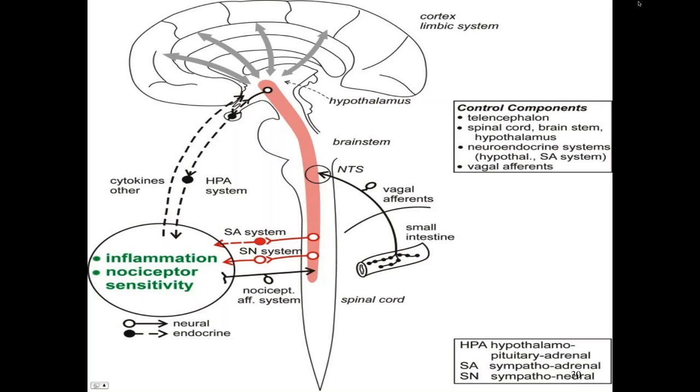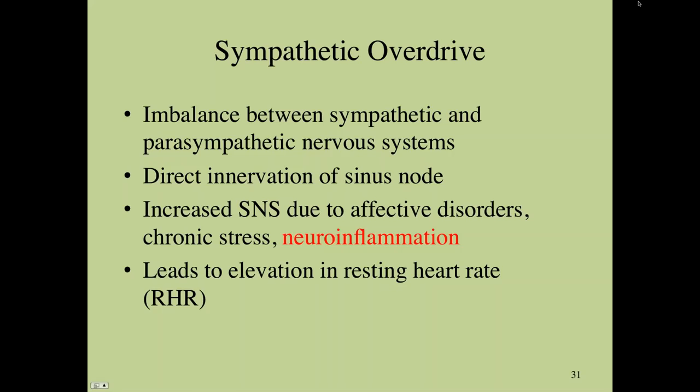And the whole reason behind this inflammation piece, you see the small intestine sending a signal via crosstalk, via the spinal cord to the sympathetic nervous system and triggering inflammation and nociceptor activity. And so we know that when the gut gets inflamed, you're going to trigger this, and it's going to result in a central nervous system inflammation. So the sympathetic overdrive that occurs, which is directly an innervation of the sinus node, creates increased sympathetic nervous system, chronic stress, and leads to neuroinflammation, and then leads to elevated resting heart rate and poor recovery heart rate after exercise.